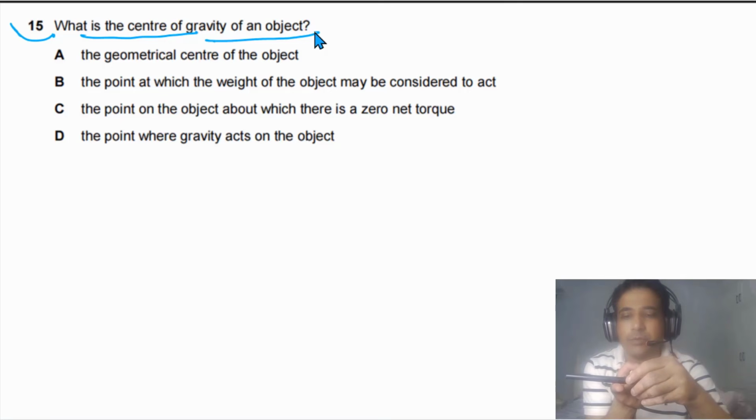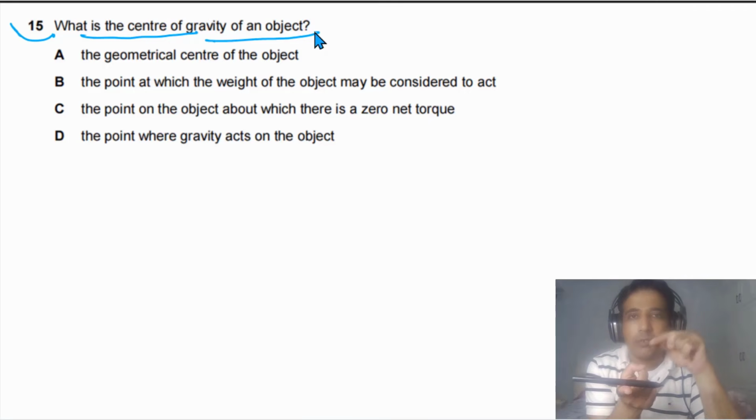So simply, you can see in this case I can balance this one at this point. At this point I'm applying just a single force, and that single force is equal in magnitude but opposite to the weight of this pen, so I can balance that. So this point is the center of gravity, where the whole weight of the body may be considered to act.